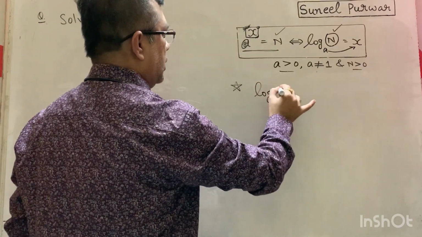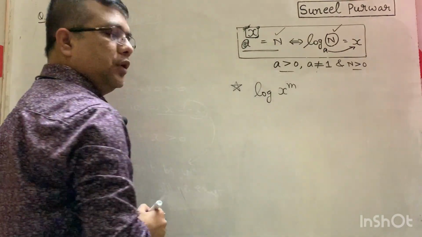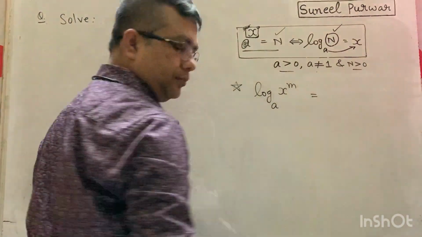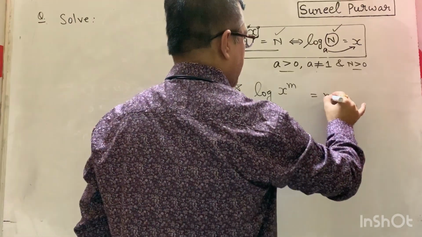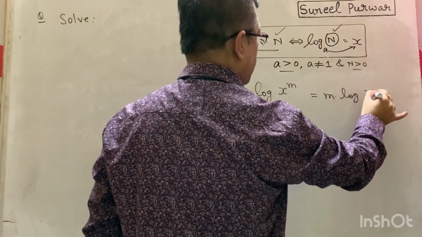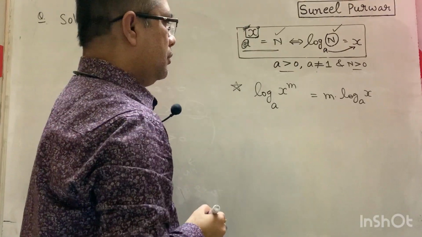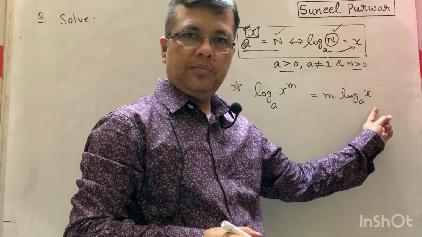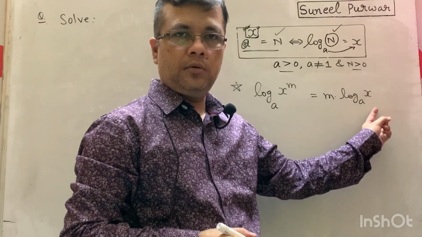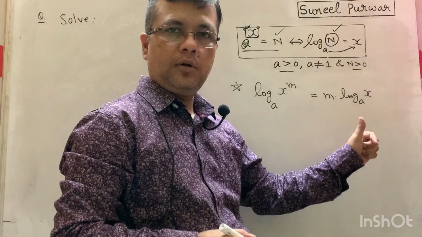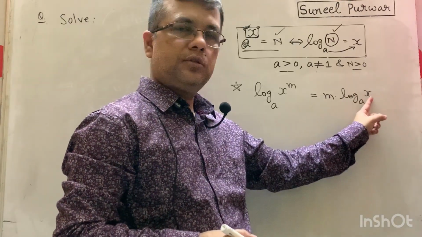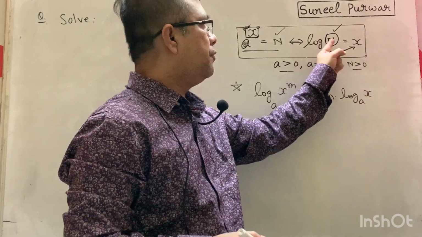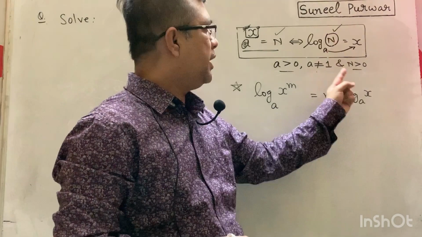Log of x to the power n, base a, is equal to n times log of x base a. Now, as you are talking about log of x, x must be positive, base a must be positive, and the base must not be equal to 1. So this rule will be true under what conditions? The number whose log you take has to be positive.